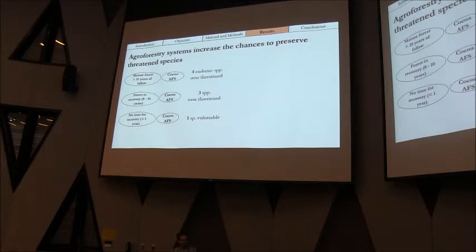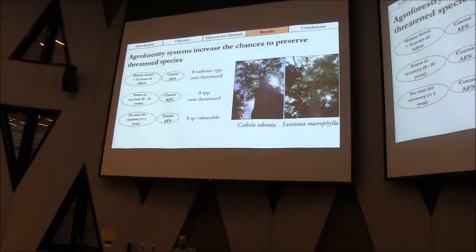Another important thing here is that agroforestry systems seem to preserve or increase the chances for threatened species to survive. So as we can see here, all of these categories of intensification show different species that are in endangered categories, evaluated by the IUCN. And these are some examples of those species. So those are very valuable species to keep in the market.